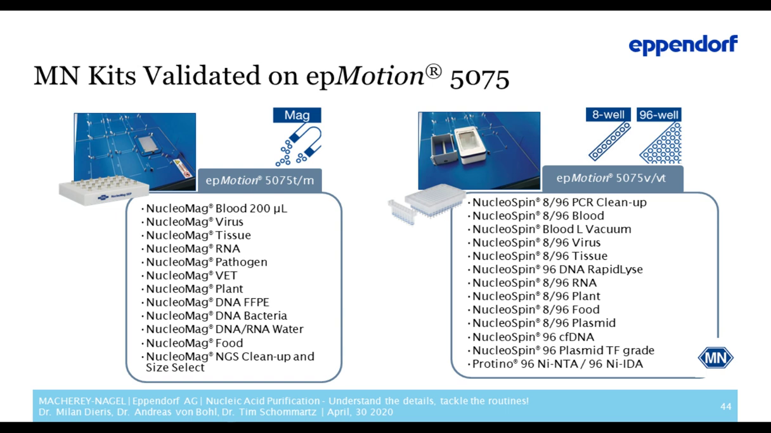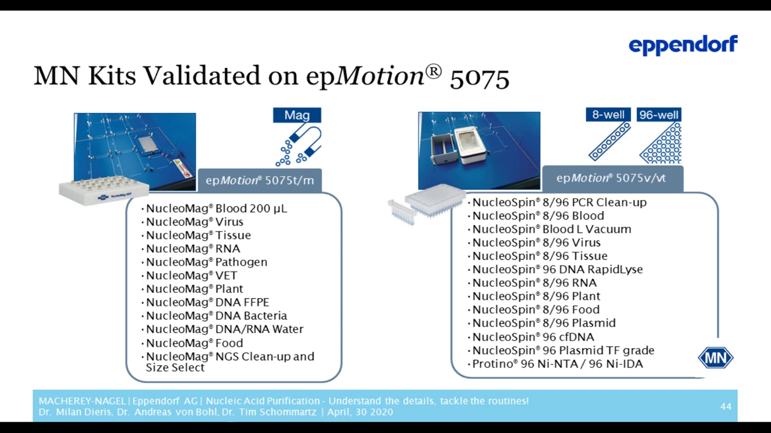Just to show you a brief overview, which kits are already validated or available as validated scripts on the epMotion systems. On the left side, you can see a brief depiction of all our NucleoMag kits, meaning magnetic bead-based kits, which have been automated successfully on the epMotion 5075. You can see it's a very diverse range from DNA extraction from tissue or plant samples over RNA extraction, DNA extraction from food samples, or even, of course, nowadays a very hot topic, viral RNA isolation from clinical samples or from medical samples.